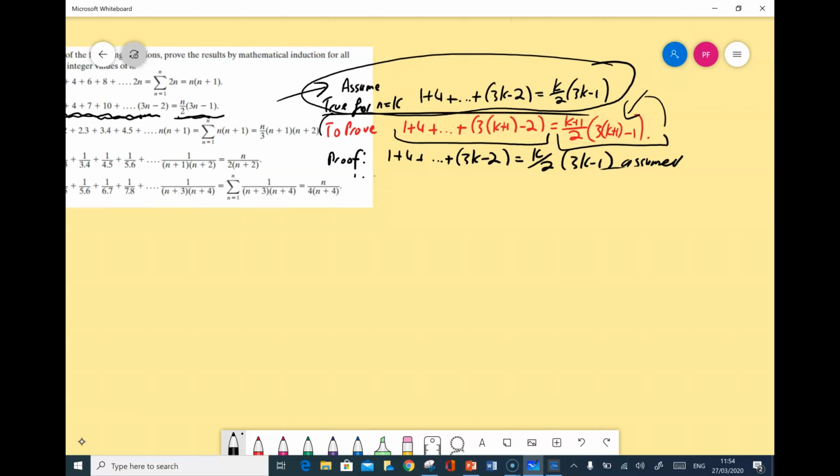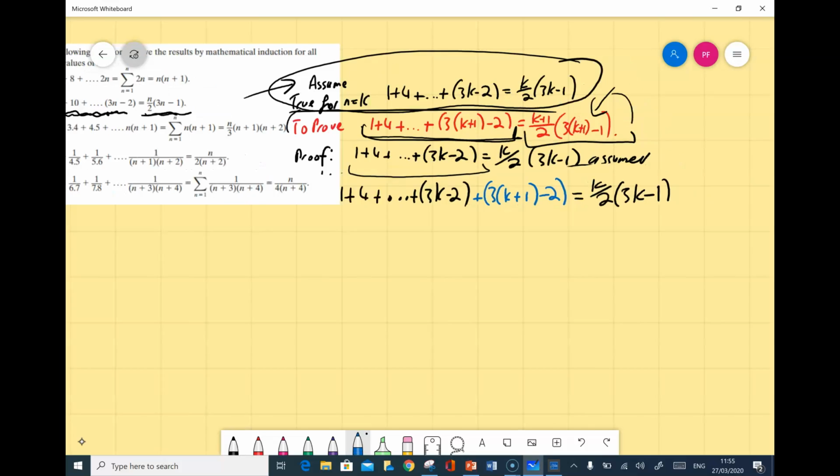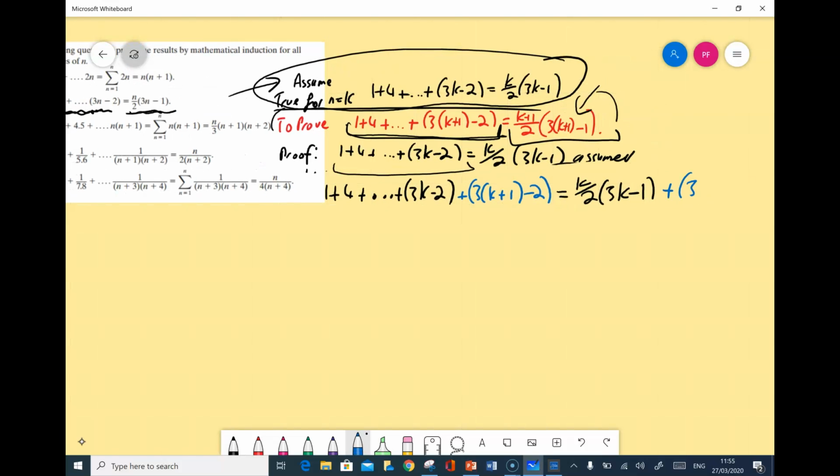So all I'm going to do is make the left side of my assumed look like the left side of what I want to prove by adding on the next term. 1 plus 4 plus dot dot dot plus 3k minus 2, and add on the next term after that. So you want where k is k plus 1. So 3 times k plus 1 minus 2. Okay, and that's equal to the right side of what I assumed, but because I added on that blue bit onto the left, I have to add on that blue bit onto the right. So plus 3 times k plus 1 minus 2.